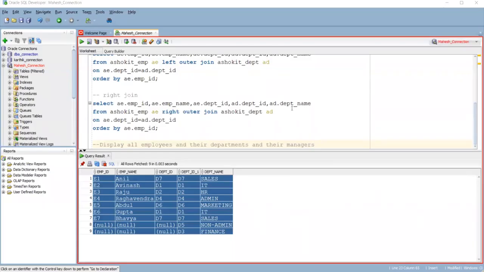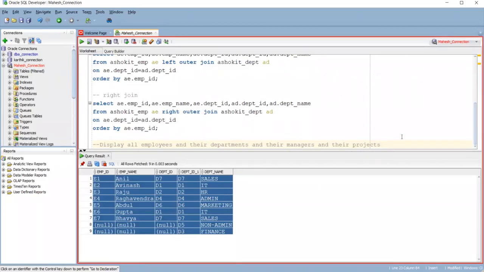Managers and their what? The projects. So I hope you guys understand. So what is our requirement, sir? We need to display what? All the employees. We need to display all the employees and their departments and their managers and their projects.